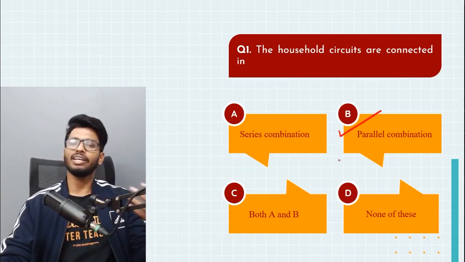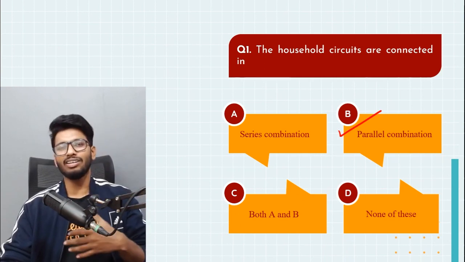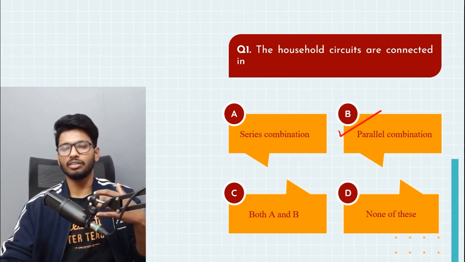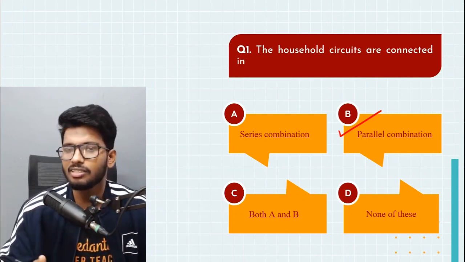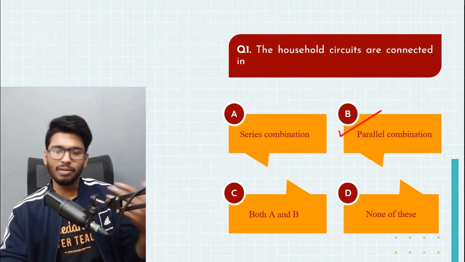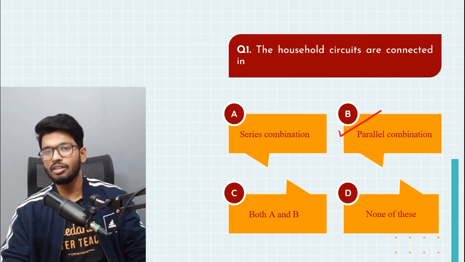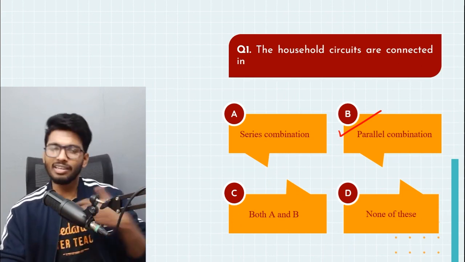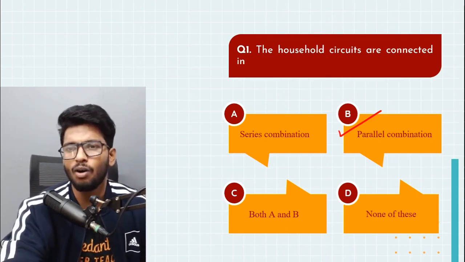Because at home, the reason is why? Because there are 2 reasons. One is the potential difference would be the same, so it will not affect the functionality of the device. Secondly, even if one device gets short circuited for some reason, the others would continue to work. But in series connection, even if one gets disconnected or one is short circuited, the rest of it would not work at all. But here, that is not the case. The others would continue to work. For 2 reasons, we connect them all in parallel.